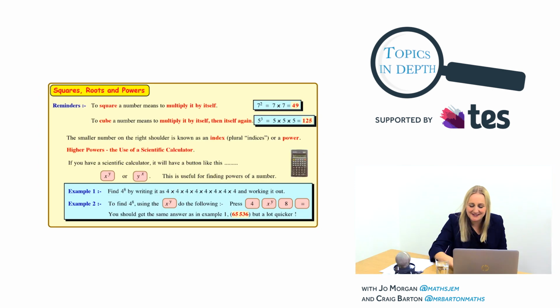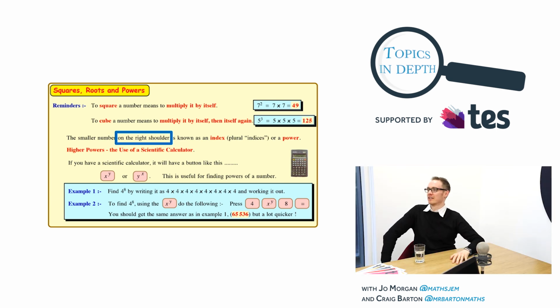So this was interesting. I just wanted to mention this because I spotted it the other day. This is TJ, which is a Scottish textbook. I don't know TJ well, but I'd never seen this before. The smaller number on the right shoulder. Oh my God, that's really interesting.